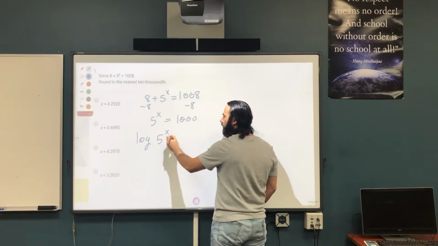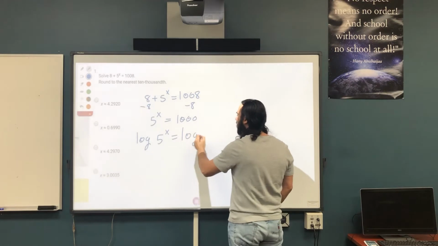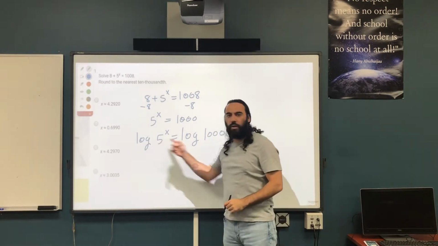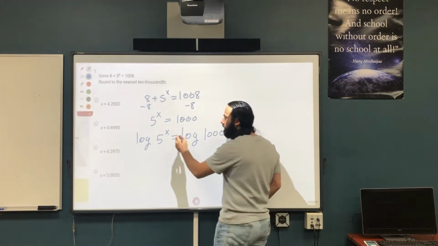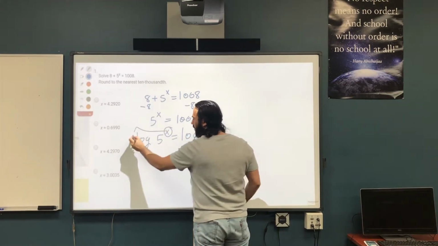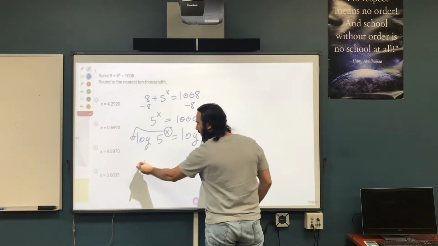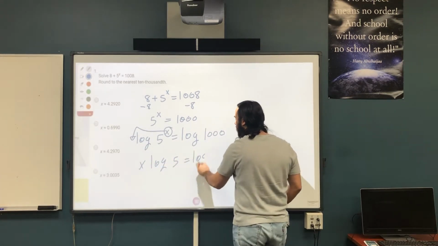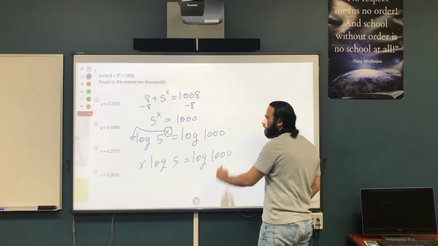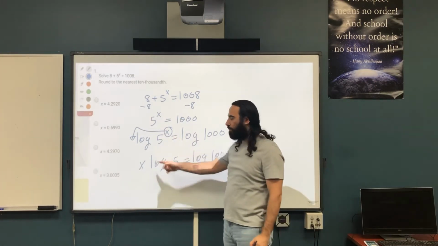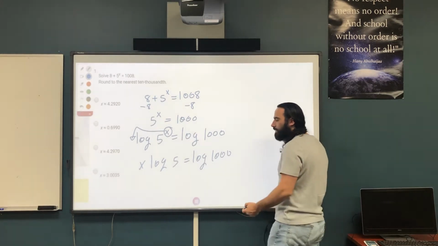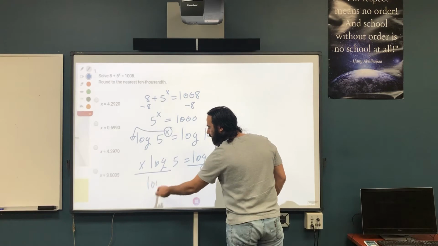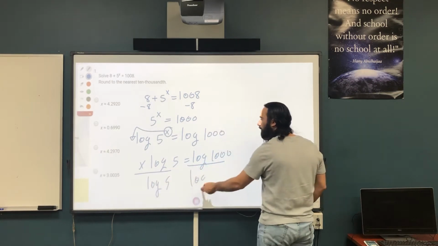Log 5 to the power of x equals log 1000. The reason why we put log on both sides is so we can take the variable and drag it down. So it's going to be x log 5 equals log 1000. Of course, we are using the power property. Now it's easy. Now we need to isolate x. So we divide both sides by log 5.